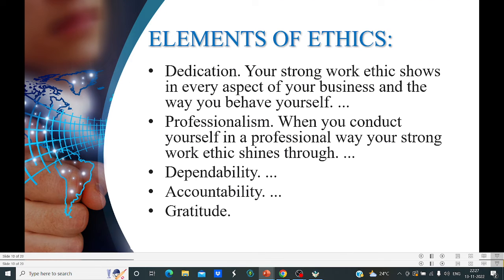And next we move on to the elements of ethics. Elements of ethics is nothing but dedication. We have strong work on that, in every aspect of a business, and how to behave yourself in a dedicated manner. And professionalism means we have our own professional way with strong ethics, dependability, accountability, and gratitude that come under the elements of ethics.